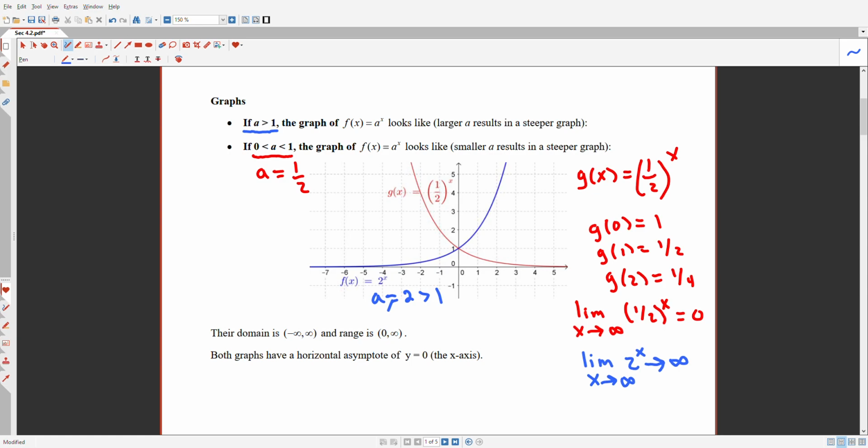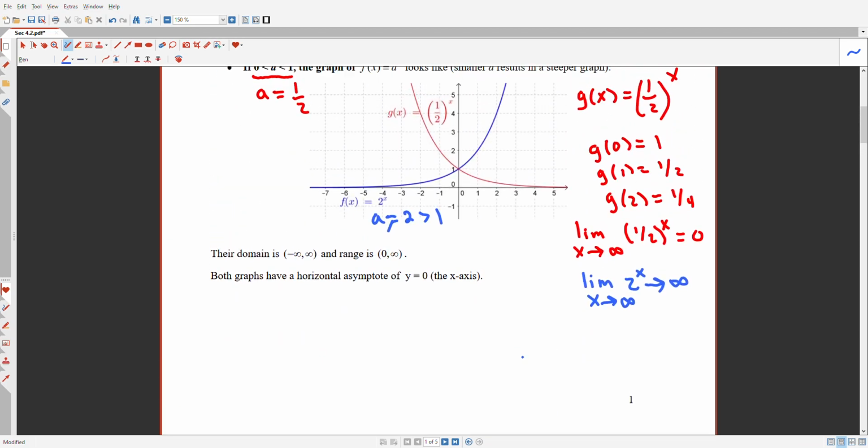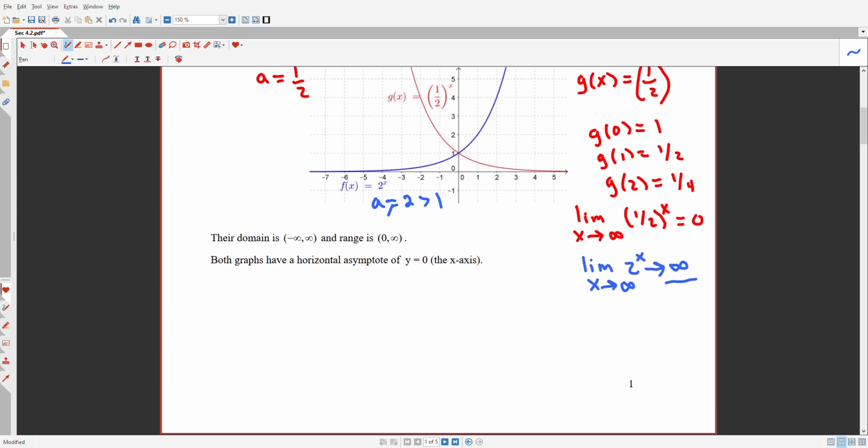In fact, these properties aren't just for a equals 2 or a equals 1/2. These properties are also for any positive base. So if this were 3 to the x, it would still be going off to positive infinity. Okay, so all of that's supposed to be a quick review. That doesn't mean you're supposed to feel like an absolute expert. It's just that the words I'm saying aren't supposed to be crazy.